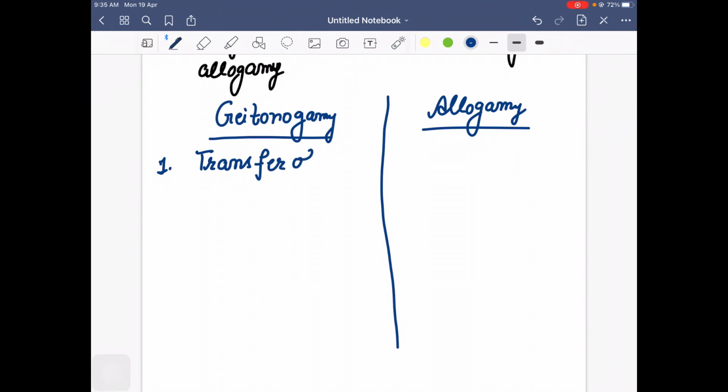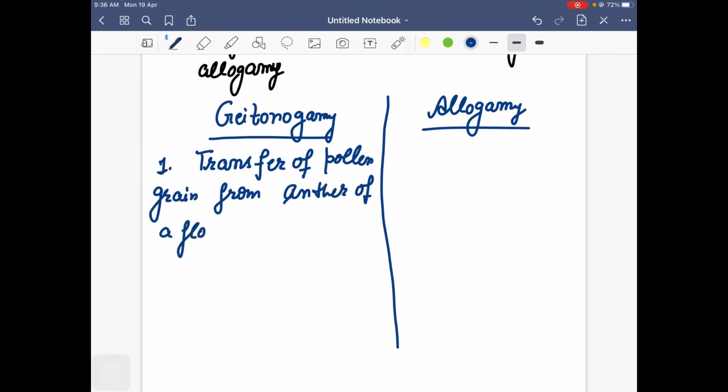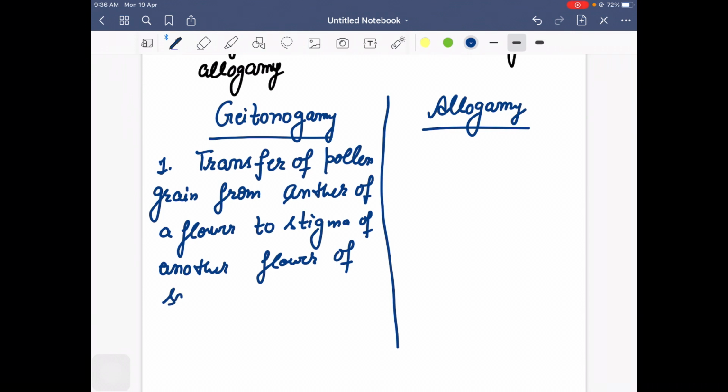Transfer of pollen grains from the anther of a flower to the stigma of another flower of the same plant. This process is known as geitonogamy.